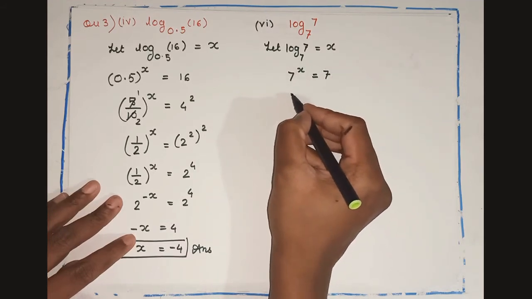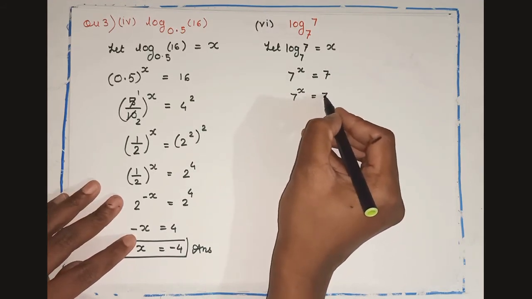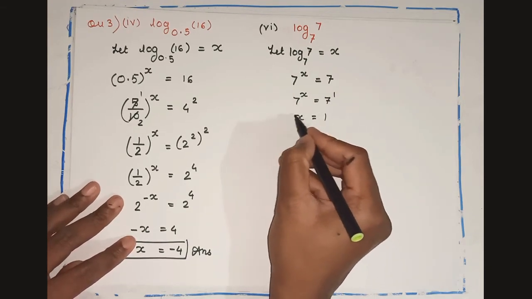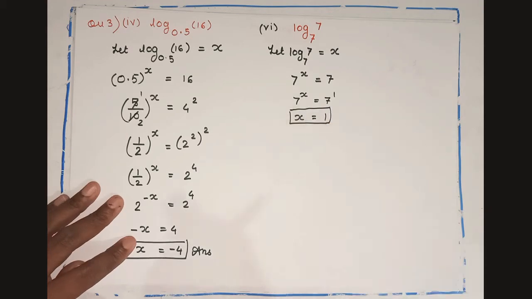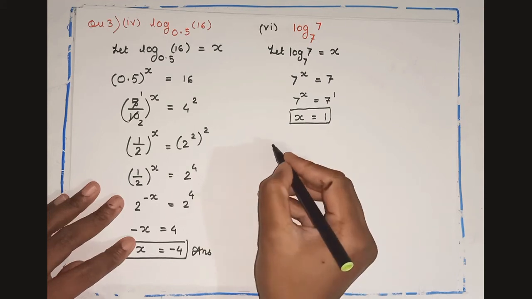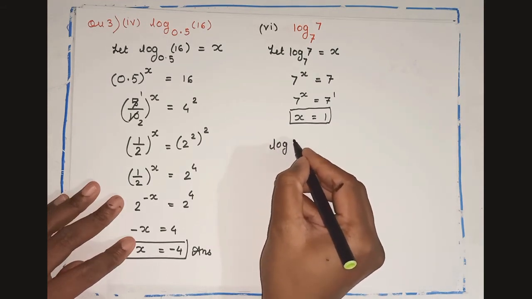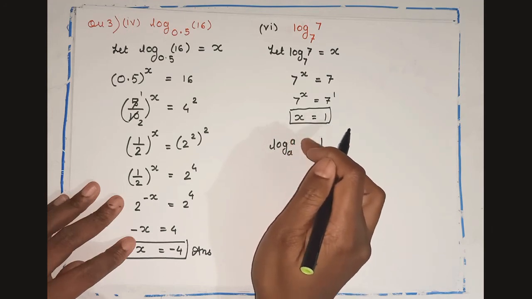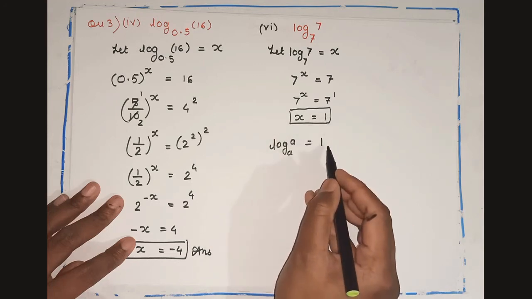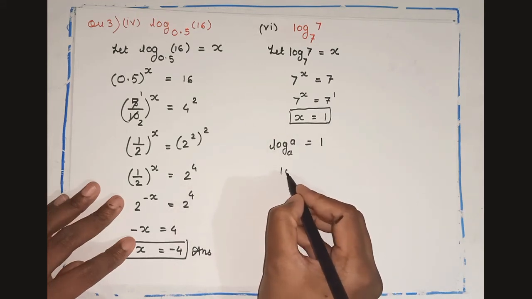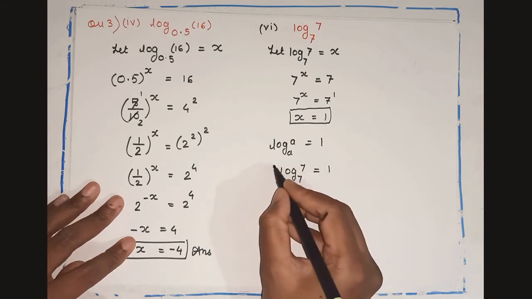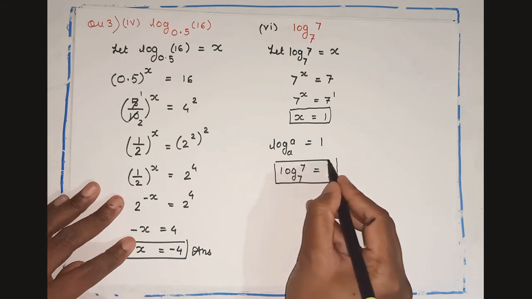Okay, now here you see this is x and here the power is 1. It means your x equals 1. This is one way, and another way you can do it directly by using your rule. You know log of a to the base a equals what? 1. Means the base and this number both are a. If that is the condition, then you can take it directly as 1. So in the same way, log of 7 to the base 7 equals 1. Directly also you can do it.